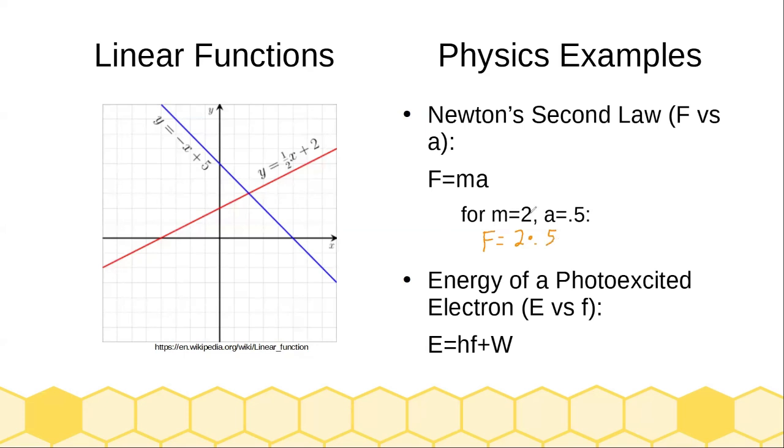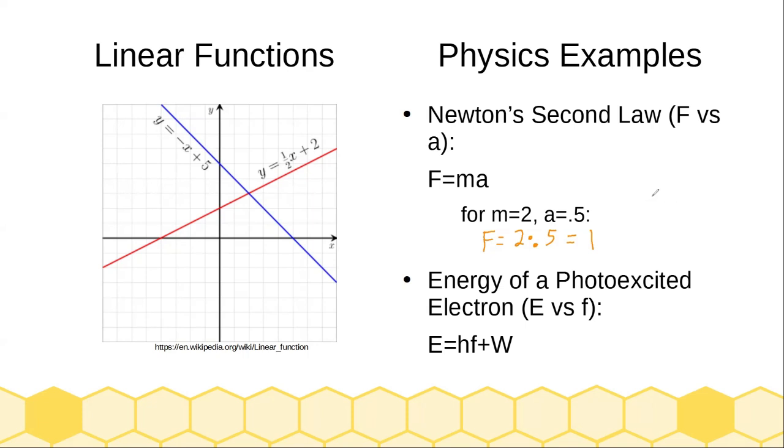If m is equal to 2 and a is equal to 0.5, all we do is take the variable and plug in a number, and take the other variable and plug in a number. So f is equal to 2 times 0.5, which is equal to 1.